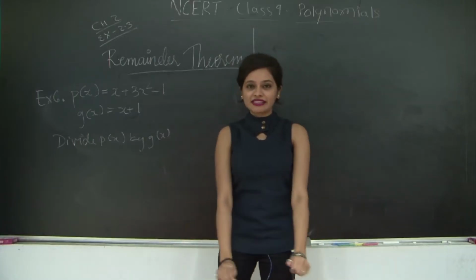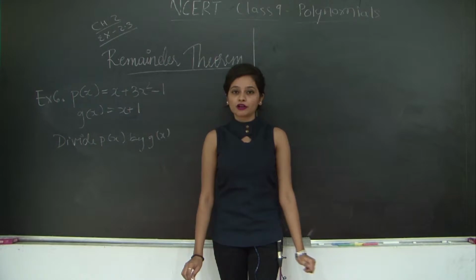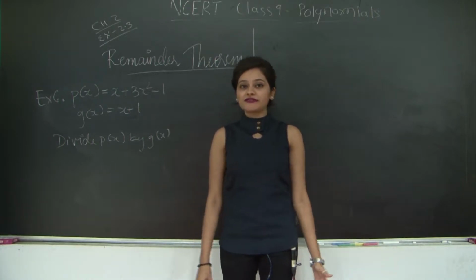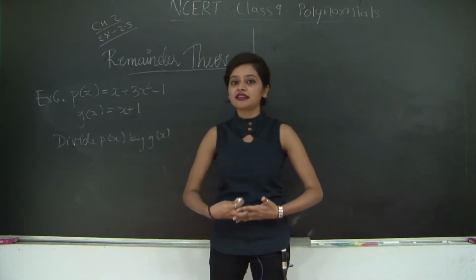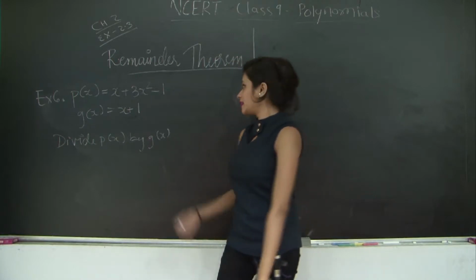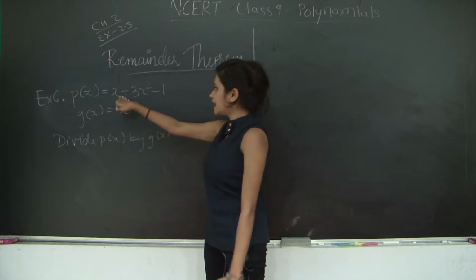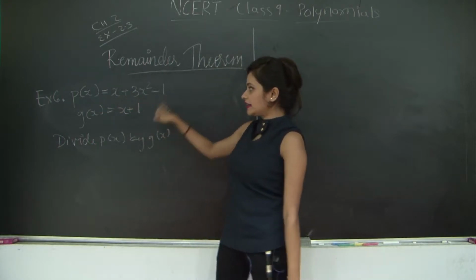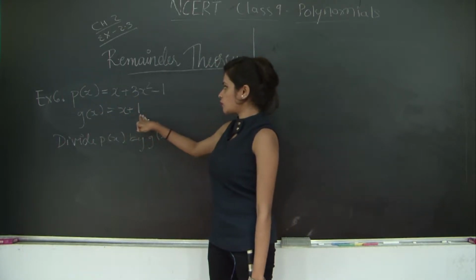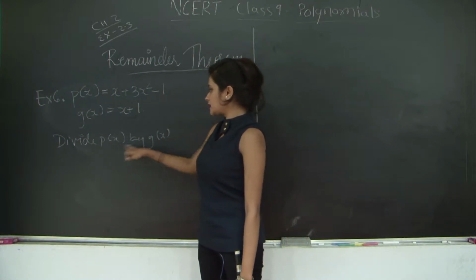Hello students, in the previous class we learned how to divide a polynomial using a monomial. But what if we have the divisor as a linear polynomial? Let's go ahead and see how to solve this. So first we have the polynomial p(x) as x + 3x² − 1 and g(x) as x + 1. You have to divide p(x) by g(x).